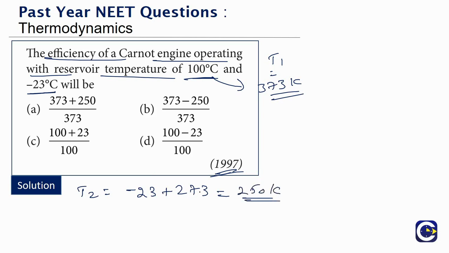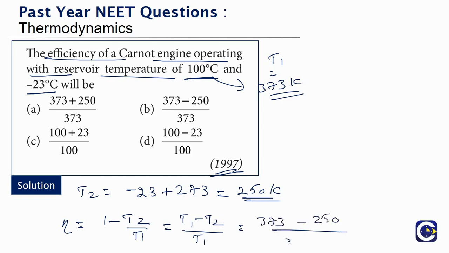So we have to find the efficiency, right? What is the efficiency? Carnot's efficiency factor is 1 minus T2 by T1, which is T1 minus T2 by T1. So T1 is 373 minus T2 which is 250, divided by 373. Here we are not even required to simplify this. If we look at the options, what is the correct answer? Option B. They are not even expecting us to simplify the expression.